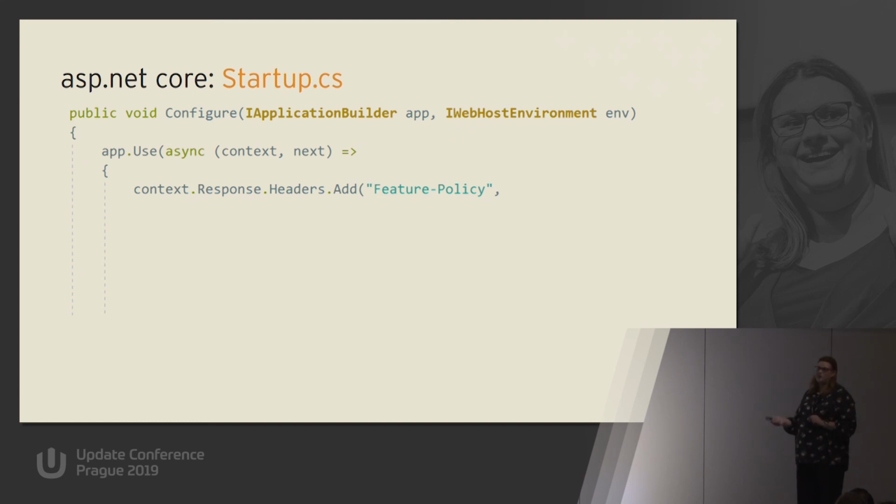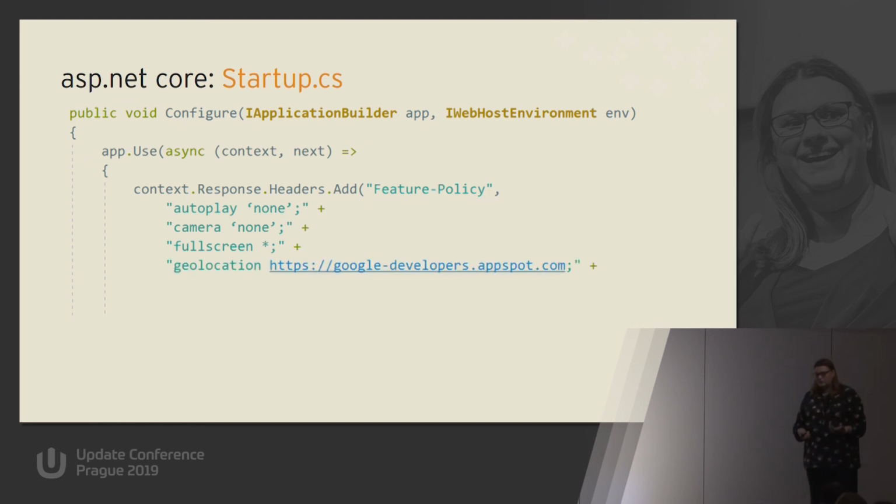So with feature policy, we could add a statement that autoplay shouldn't be used. So autoplay for audio and video will not happen. They will still work, but they will not autoplay. And we can state that no one is allowed to use the camera because we don't have that kind of code on our page, so why should we? We can also state full screen and state a star. And a star says that that's allowed for everyone.